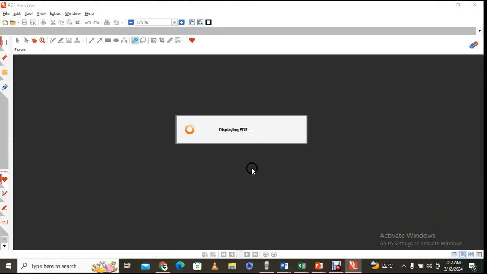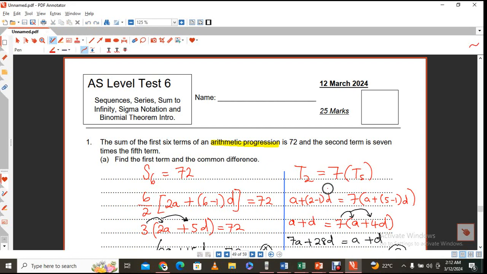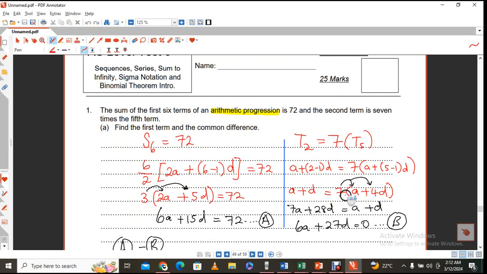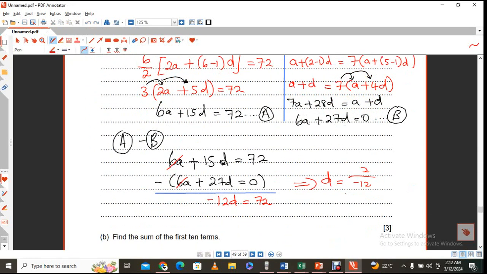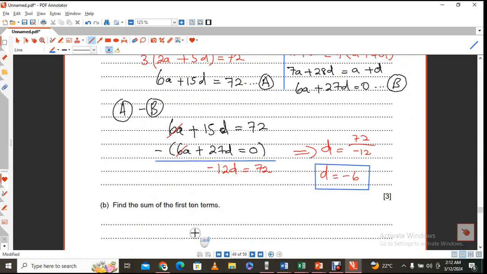Okay, so let's just restore that and finish our value of d. Our value of d therefore will be 72 divided by negative 12. That gives us that the value of d is equal to minus 6.